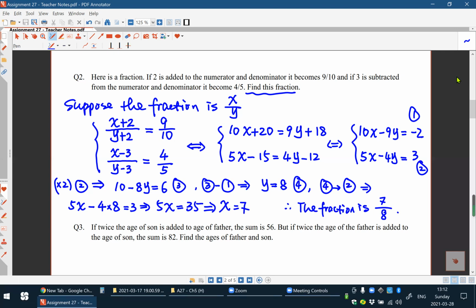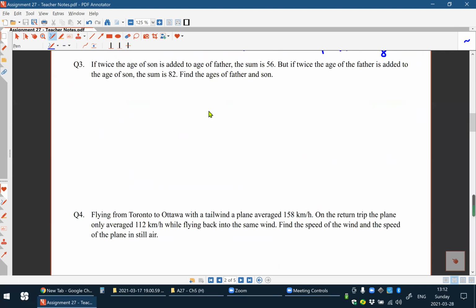No? All right, let's see question 3. If twice the age of son is added to the age of father, the sum is 56. But if twice the age of the father is added to the age of son, the sum is 82. Okay, so this is two pieces of information we have. And based on that, we want to find the ages of father and son.